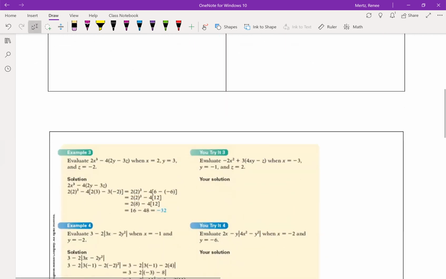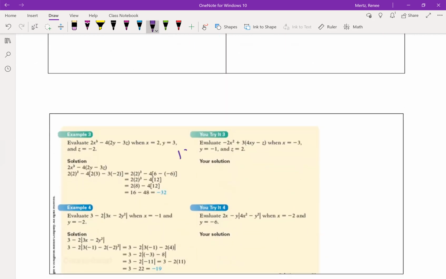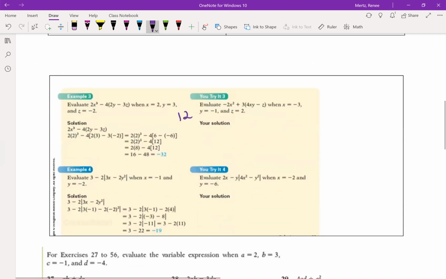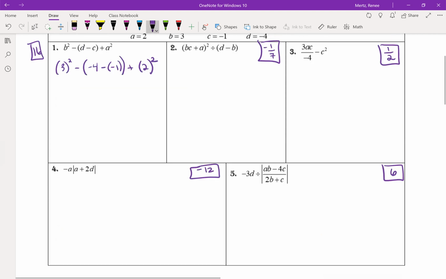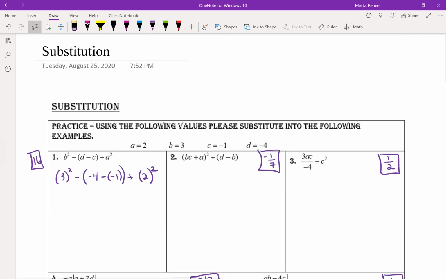For number 3, you should get 12. For number 4, you should get 116. All right, so feel free not to listen to this if you don't care to. I'm gonna go through and do each of these.